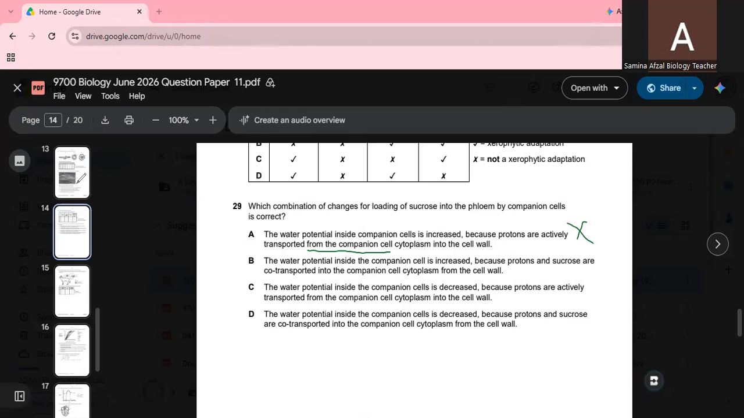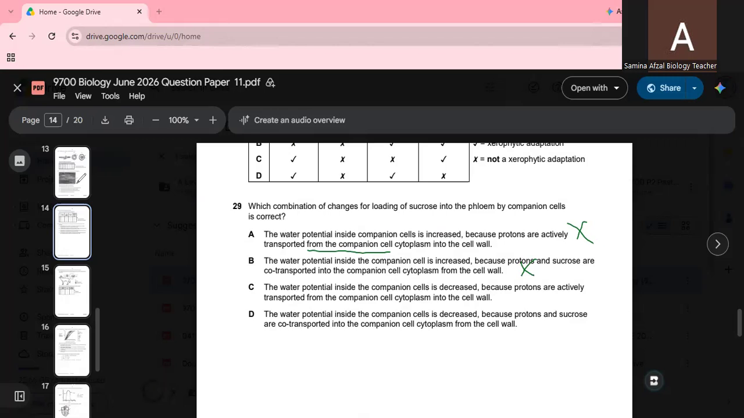Again, the water potential inside the companion cell is increased because protons and sucrose are co-transported into the companion cell cytoplasm from the cell wall. Protons then diffuse back into the companion cells via co-transporter proteins, bringing sucrose into the cytoplasm against its concentration gradient. So this is not the correct option because the protons are diffused back into the companion cells.